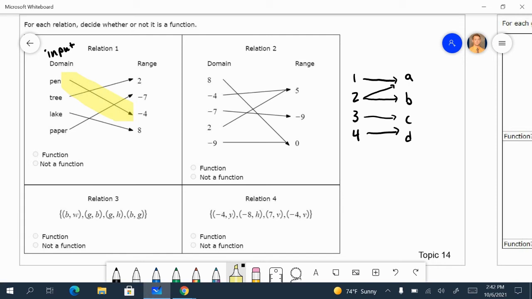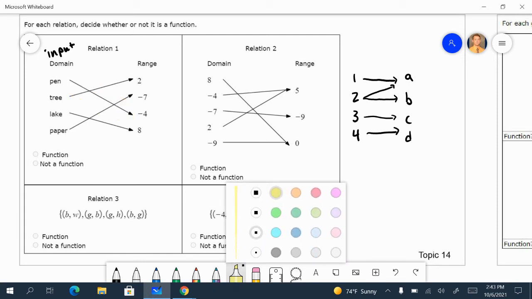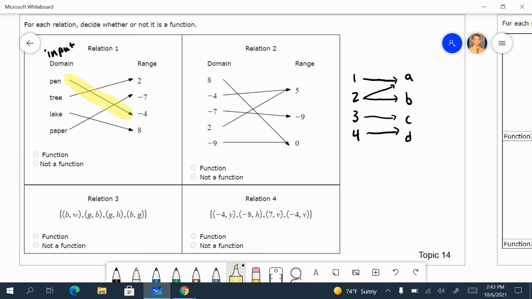Yes, pen does. Oh, I'm going to change that actually so I can show it better. Pen has exactly one output. Tree has exactly one output. Lake has exactly one output. Pepper has exactly one output. This is a function.